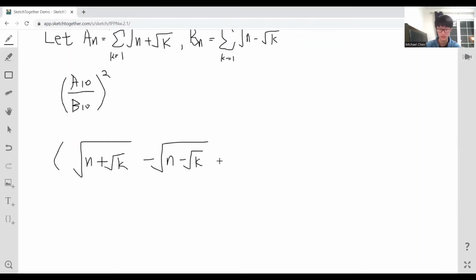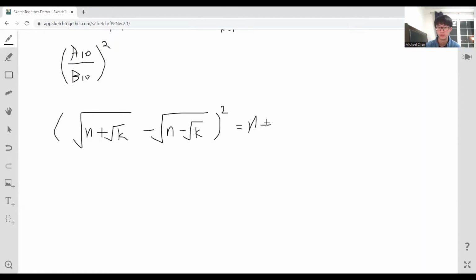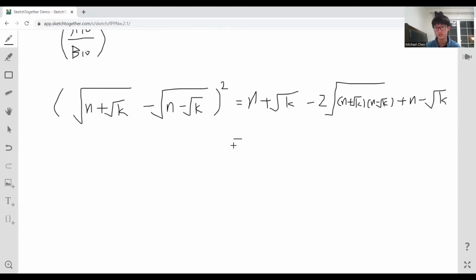How to simplify it: first we square. So then we have n plus root k, minus 2 times root of (n plus root k) and (n minus root k), and then plus n minus root k. So the root k's cancel out. We are left with 2n minus 2. Well, this is (a plus b) times (a minus b), so it's a difference of squares: n squared minus k.